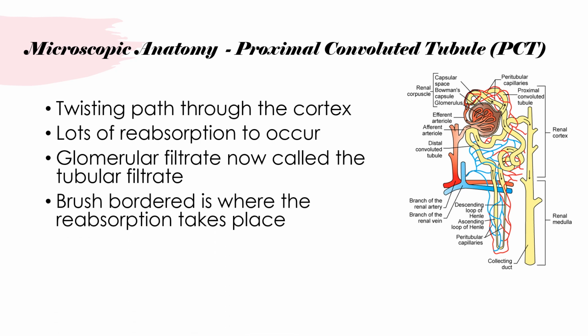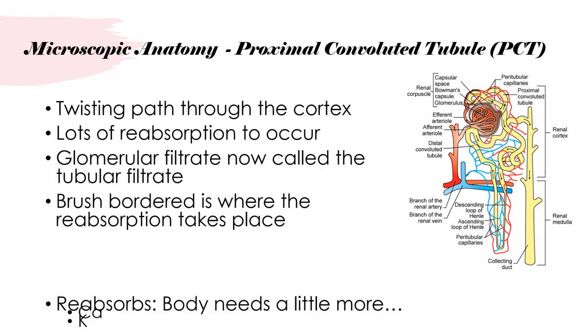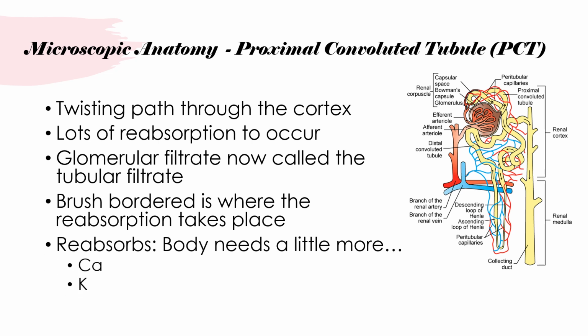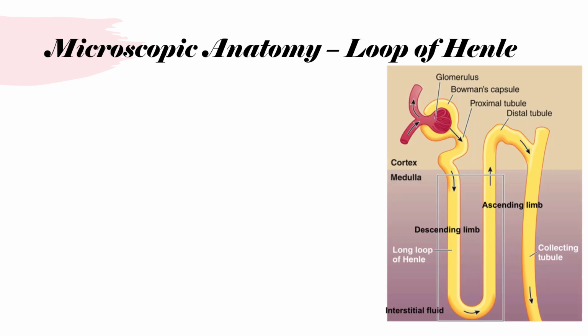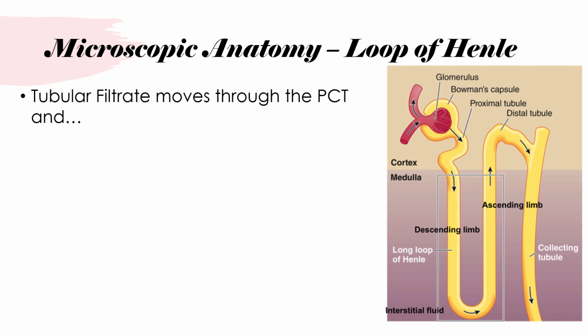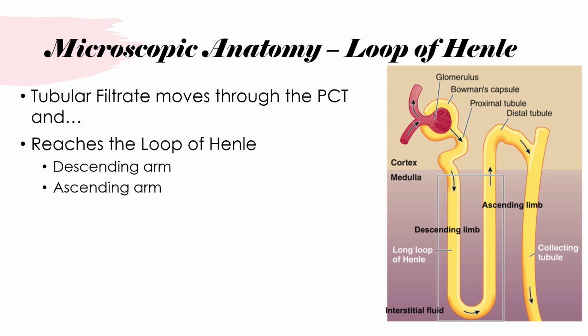And the brush border is where the reabsorption is going to take place. So the microvilli on the cuboidal epithelial cells within the PCT are going to sway back and forth and help with reabsorption. Reabsorption of things like calcium, potassium, and so much more that we'll talk about. Now let's move the tubular filtrate through the PCT, and we're going to reach the loop of Henle.